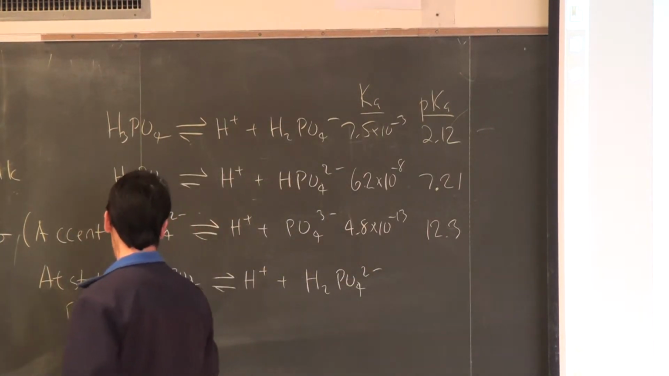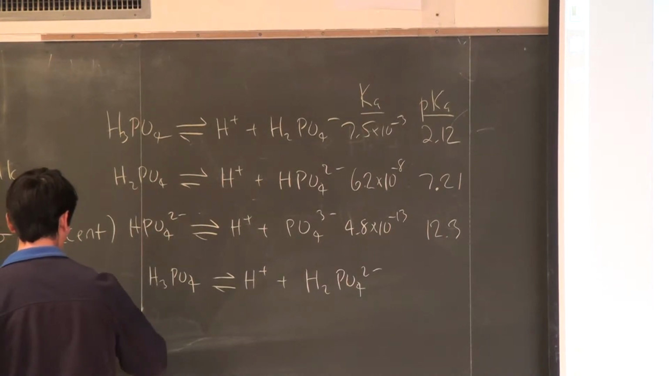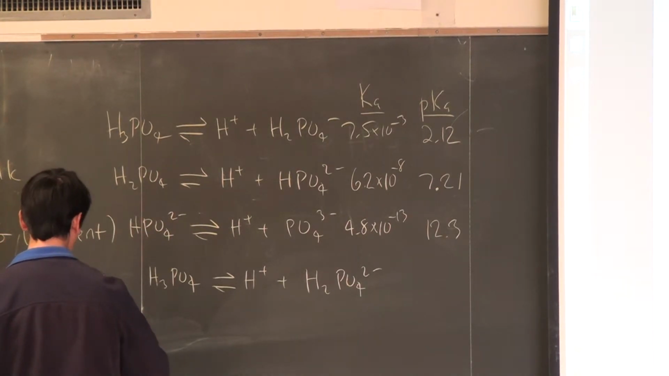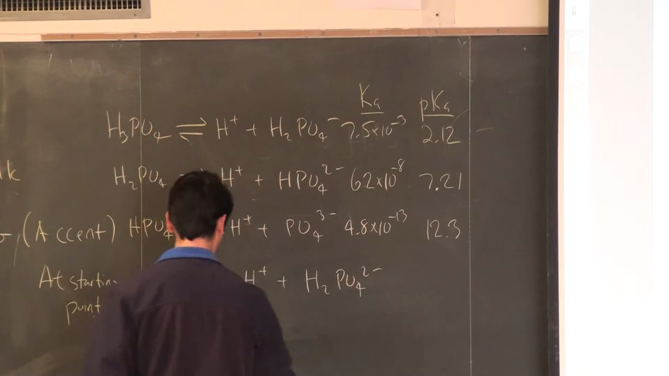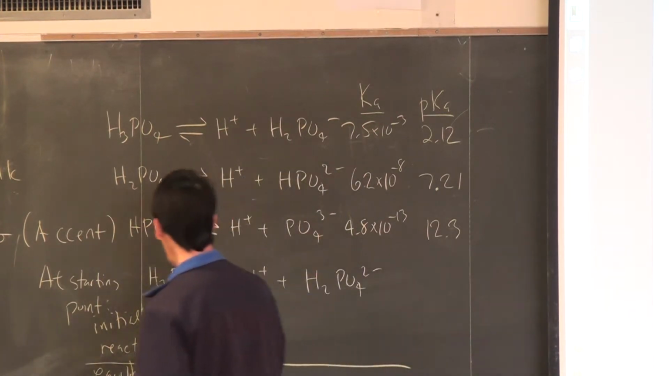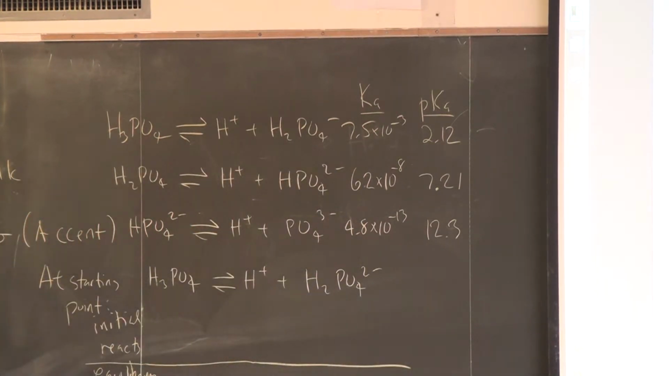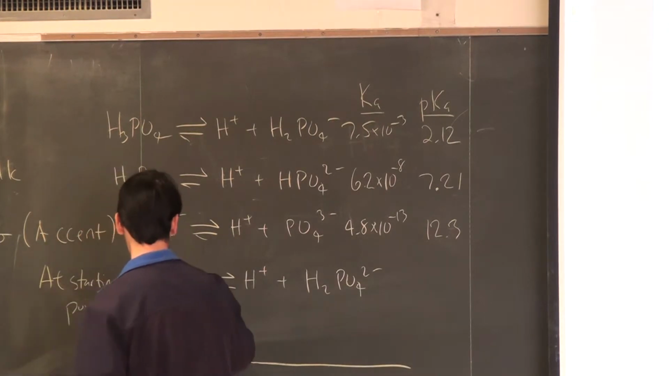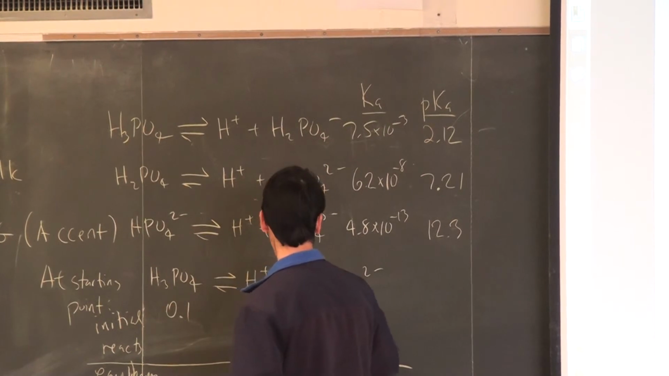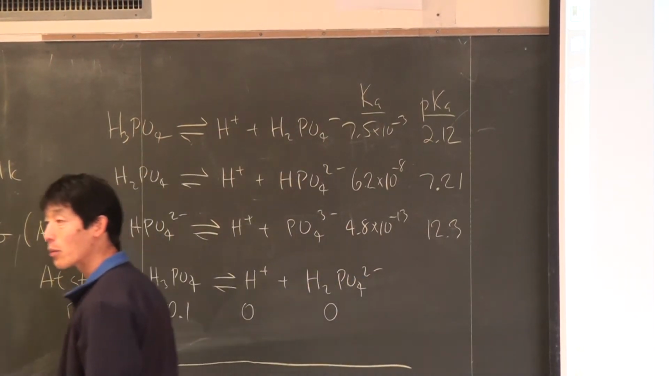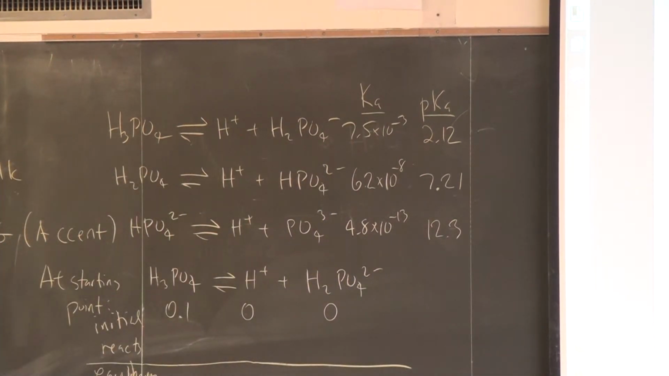Okay, so you know what to do: you have the initial amount, the amount that reacts, and the amount at equilibrium. So the initial concentration of H3PO4 is equal to 0.1. And then for H+, the initial amount we said was 0, and that's also 0. So I'll let you guys fill in the rest of the blanks so you can calculate the pH at the starting point.